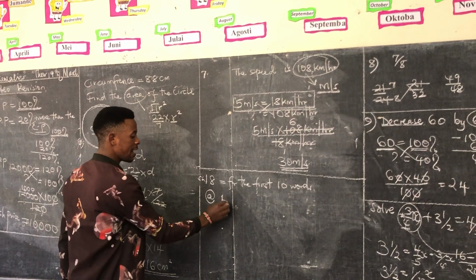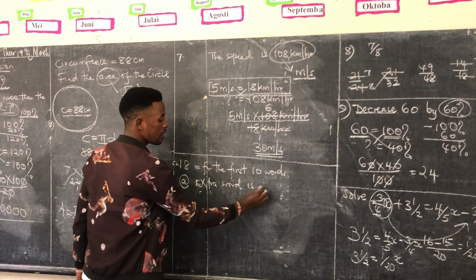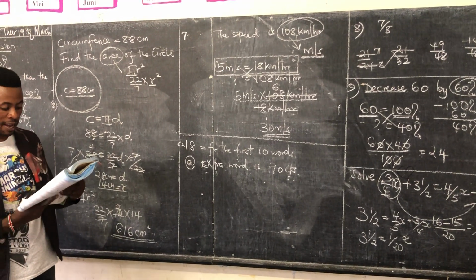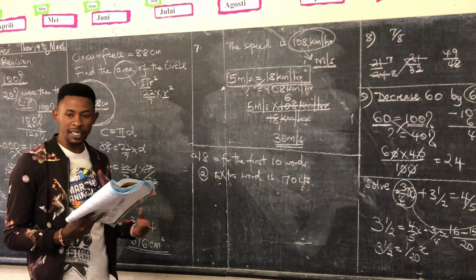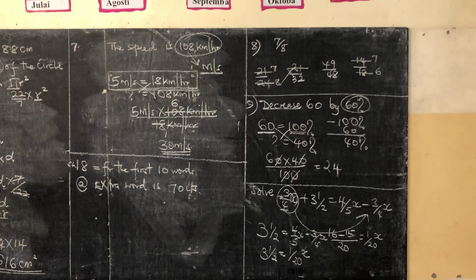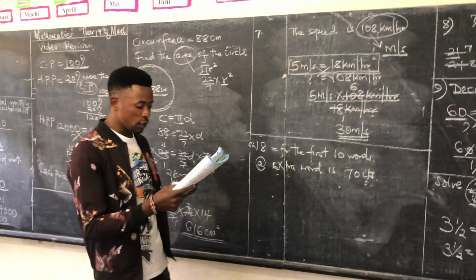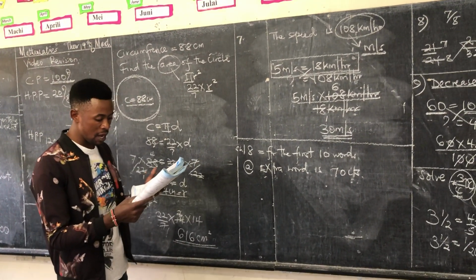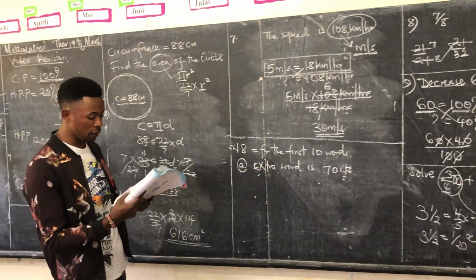Each extra word is 70 cents. That is the statement. They say that any word after 10 words is charged at 70 cents per word. So what is the total amount rounded off to the nearest shilling? So how much was paid for the following telegram?